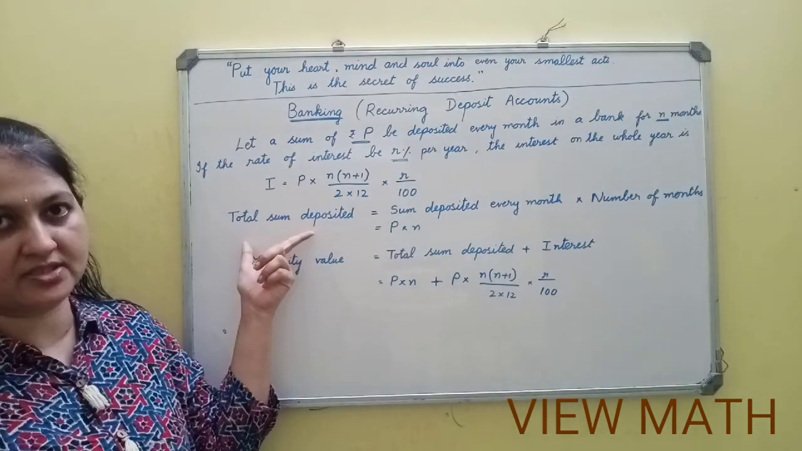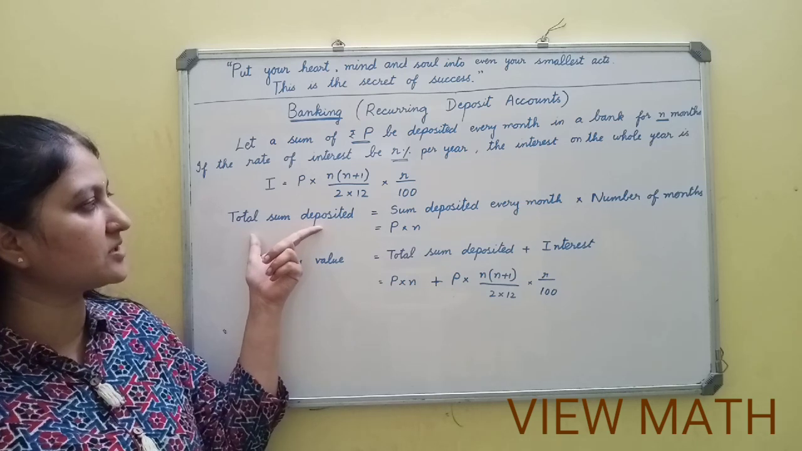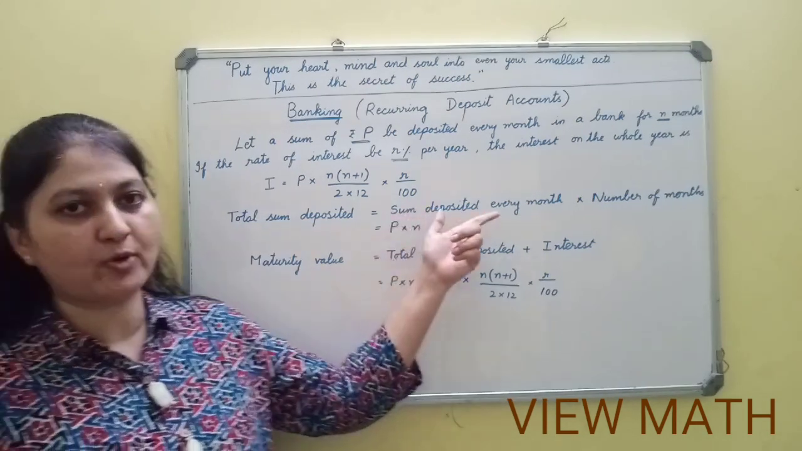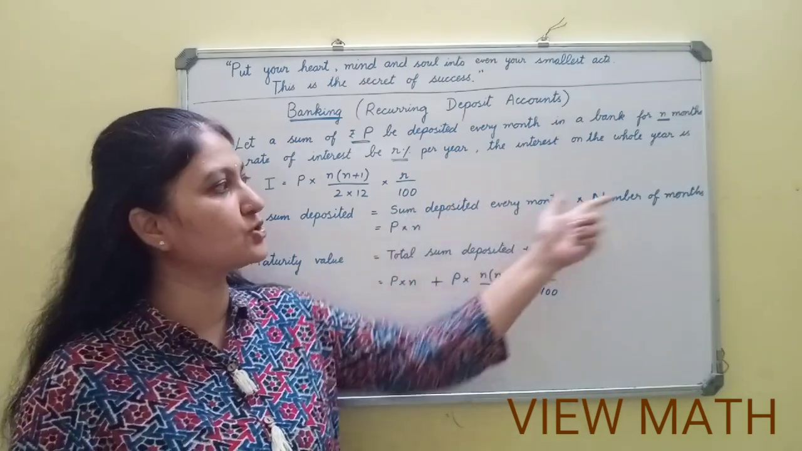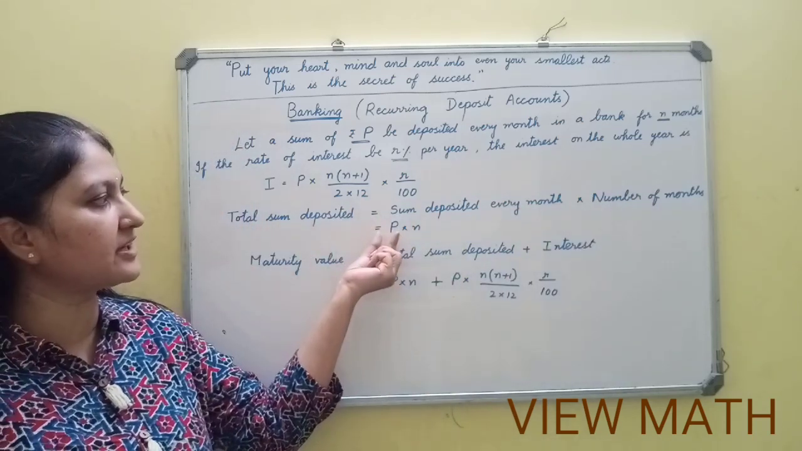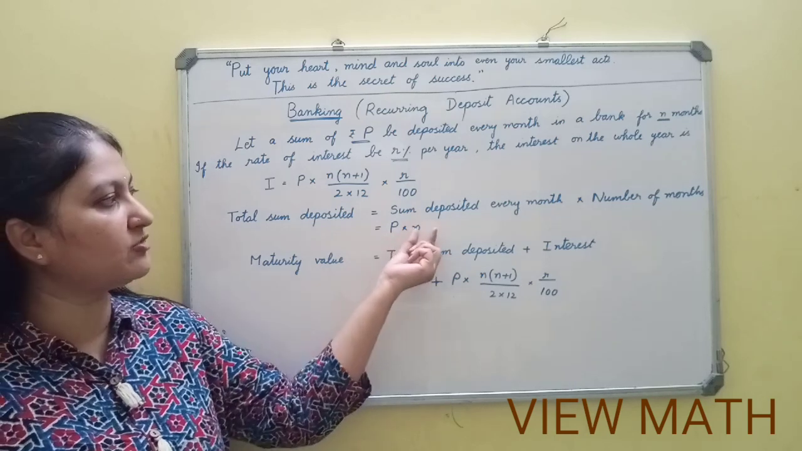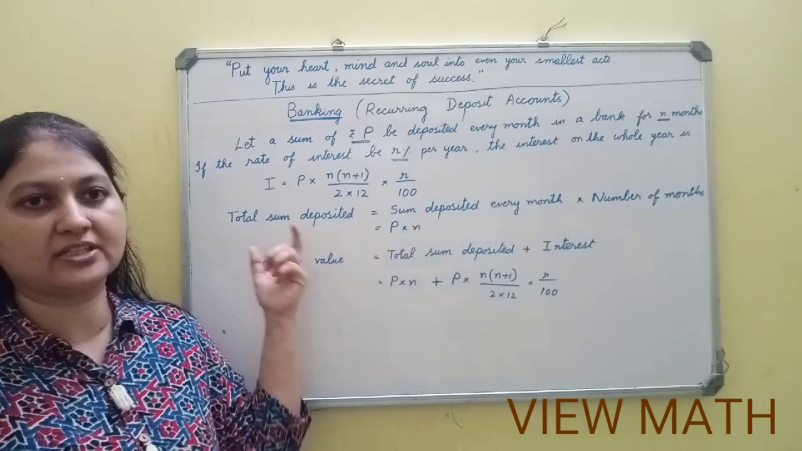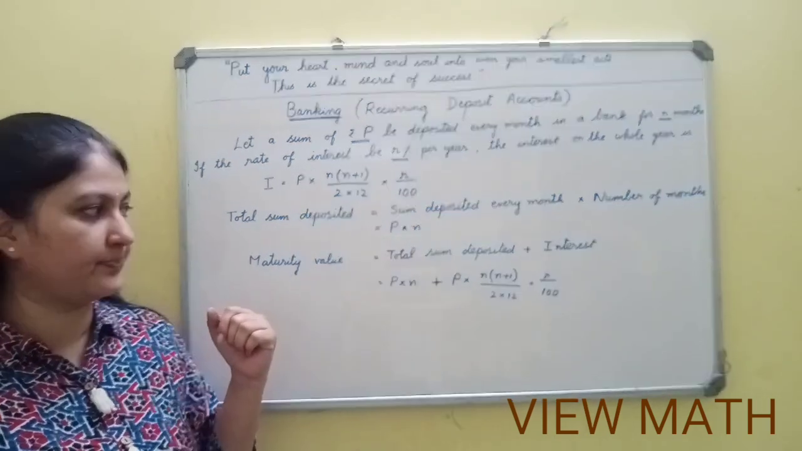Total sum deposited. How to calculate the total sum deposited? Sum deposited every month into number of months gives the total sum deposited. That is, sum deposited every month is P and number of months is N. So P into N gives total sum deposited.